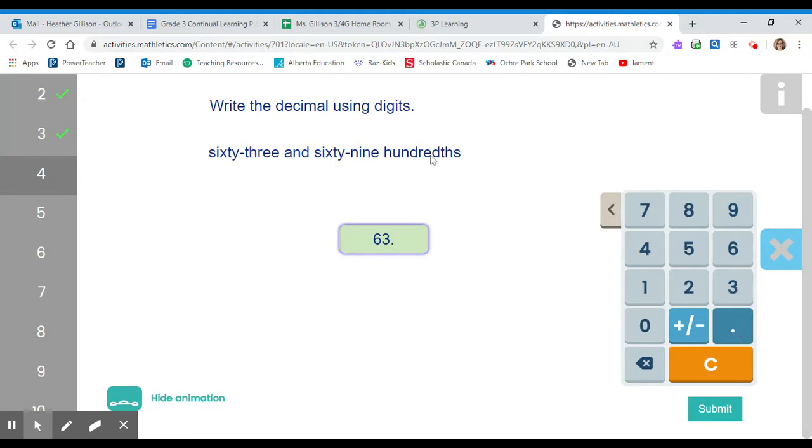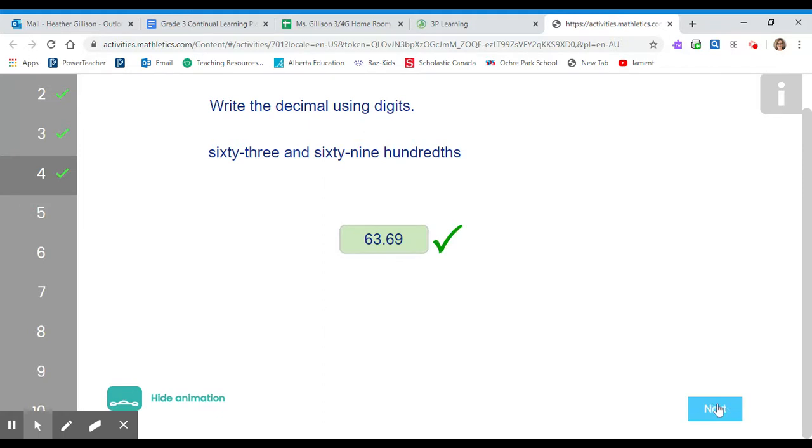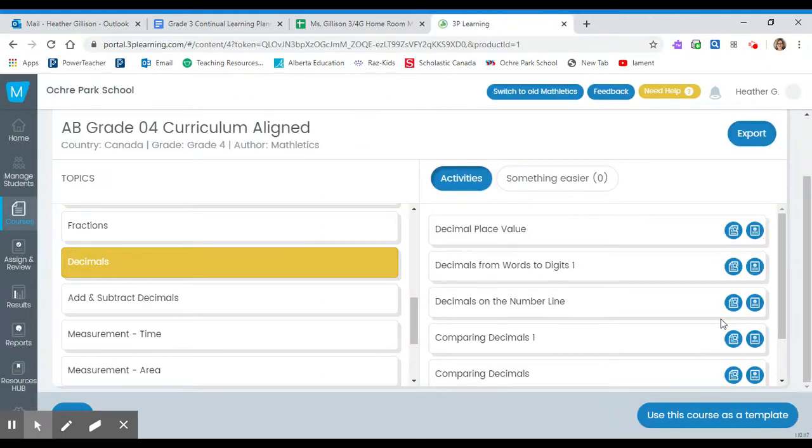69 hundredths. So we're going to have 2 digits because hundredths is 2 digits. So 69, so the 6 is going to be in the 10th place and the 9 is going to be in the hundredths place. Just like that. Hey, that looks like a money amount, $63.69. And there you go. All right, so then your next task is decimals on the number line.